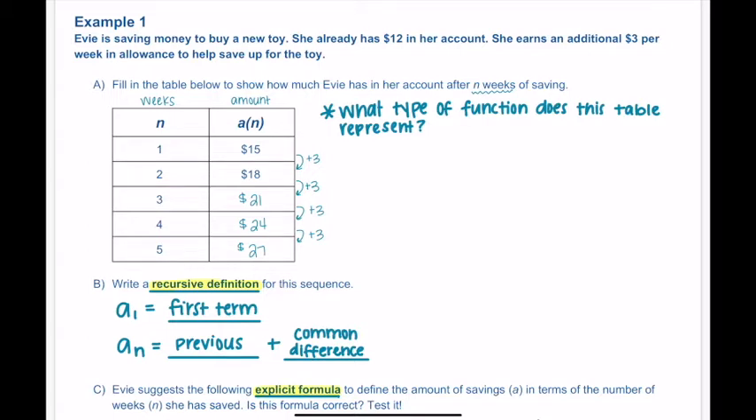Based on this table and the context of this problem, what type of function does this remind you of? We have a common difference, or a common change in values, and we started out with a certain amount. To me, that sounds a lot like a linear function. So you'll see that arithmetic sequences are a lot like linear functions.